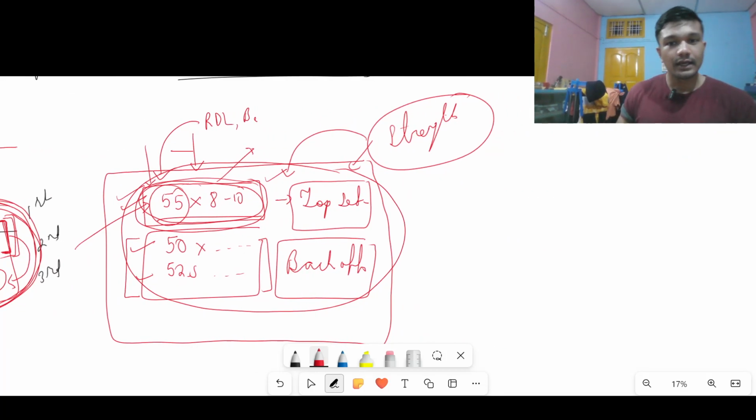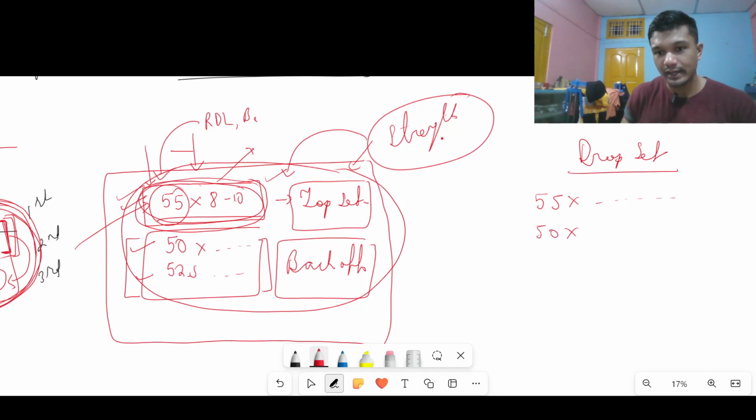But now your question was how this approach is different from the drop set, because in the drop set we do the same thing. We do 55 kg for a few reps, then we drop it, and we do 50, then we do 45. Then how are these two different?